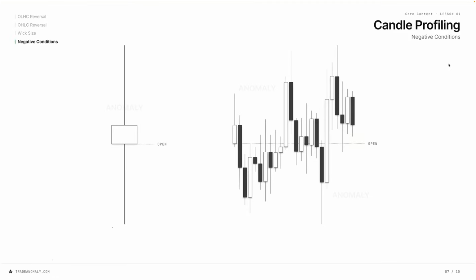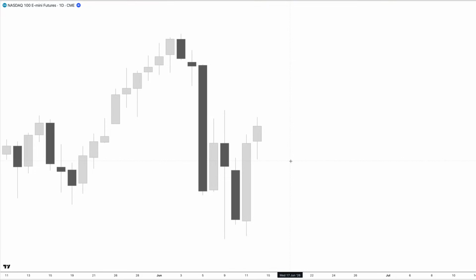So now let's go over a negative condition, and that is where we have a seek and destroy profile. There is neither a defined open low or open high within the candle profile. It will lack direction and follow through to a specific side of the market. So here we are on the daily time frame, and as you can see, we have this very, very small range day. Now let's go see why that is.